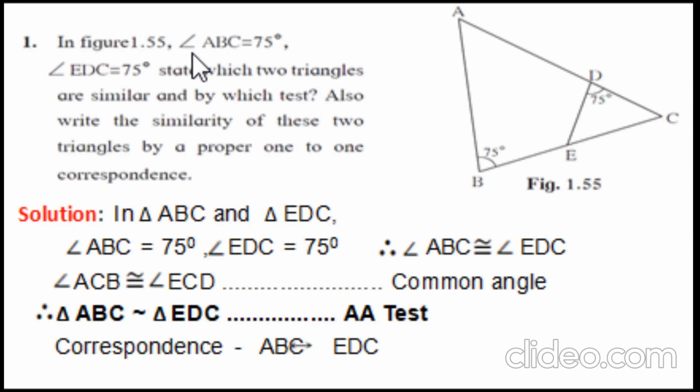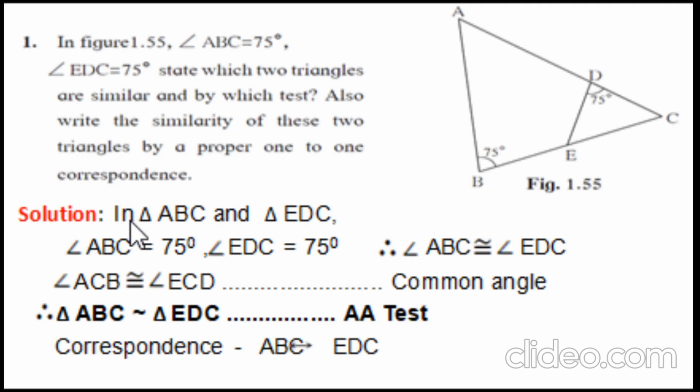Question number 1. In the figure given, angle ABC is equal to 75 degrees and angle ADC is equal to 75 degrees. State which two triangles are similar and by which test. Also write the similarity of these two triangles by a proper one-to-one correspondence. We have to find out which two triangles are similar, as well as the one-to-one correspondence.